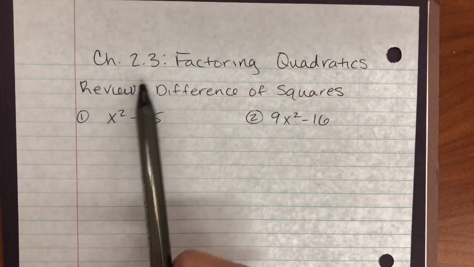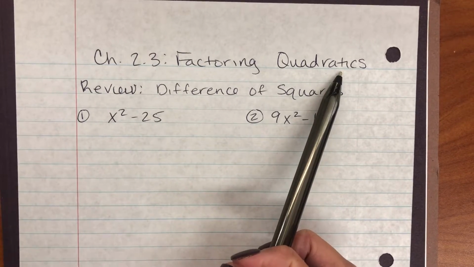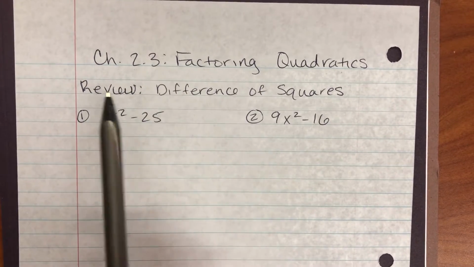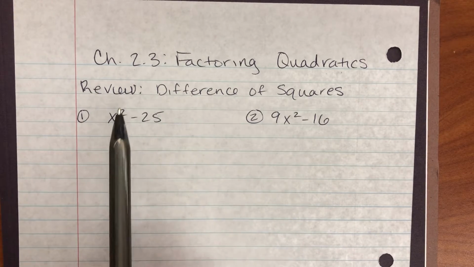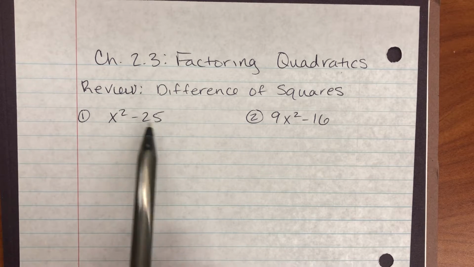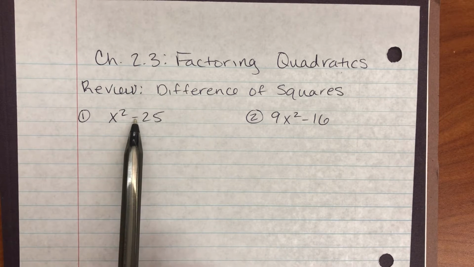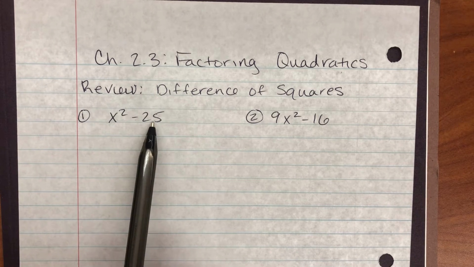Okay, we're still in section 2.3, factoring quadratics. Yesterday, we learned how to factor the difference of squares. So you have a binomial, which means there's two terms, and it's a difference, so subtraction, and then each of the two terms is a perfect square.